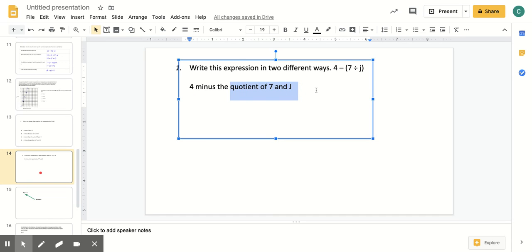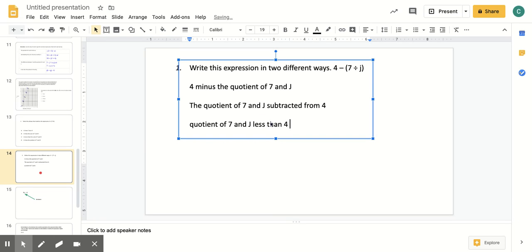I could also write this expression the quotient of 7 and j subtracted from 4. Or I could write the quotient of 7 and j less than 4. There are a number of ways I can attack subtraction. It is very important that I am referring to 4 as my minuend, the group that I'm starting with, and the quotient as my subtrahend, the group that I'm subtracting. Any of these expressions work.